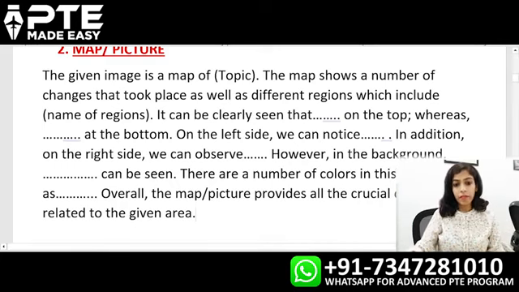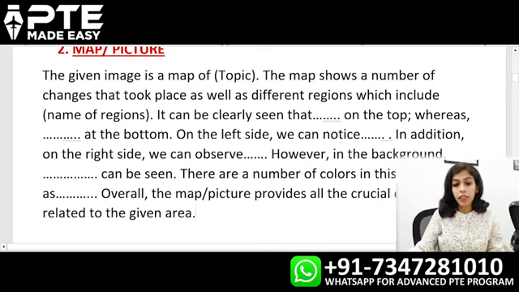Now here we have the next sentence. It can be clearly seen that dash on the top. A particular thing is on the top, so we'll explain what is on the top. Then we'll say whereas dash at the bottom. Whereas what? Whereas something at the bottom. Whatever is at the top, you can explain that, and whatever is at the bottom, you're going to tell that.